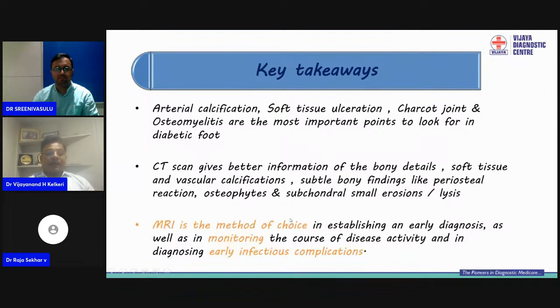And MRI is the investigation of choice, not only in establishing the early diagnosis, but also in monitoring the progression of the disease activity, and also in identifying the leading complications.